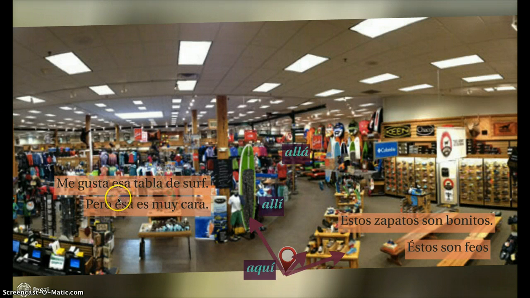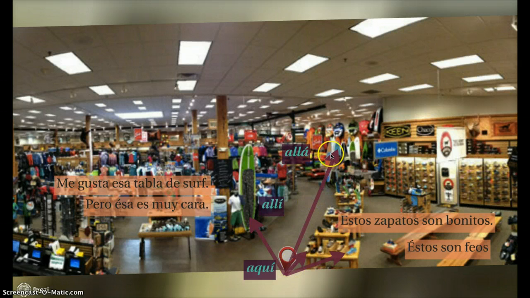But esa, with an accent, there's no noun in sight. Okay? This is the demonstrative pronoun. This is the demonstrative adjective. I like that surfboard, but that one is too expensive. Me gusta esa tabla de surf, pero esa es muy cara.